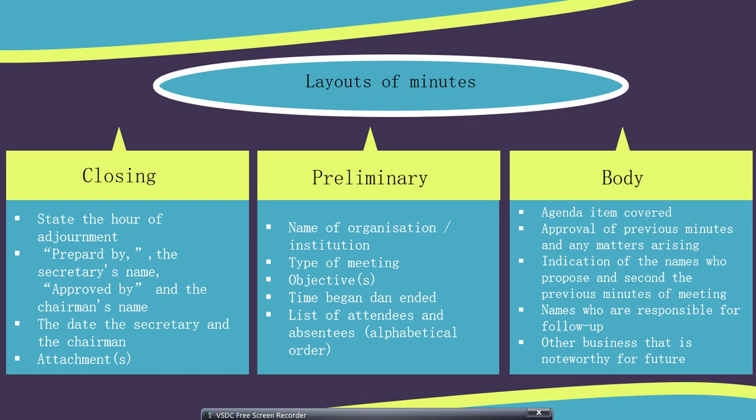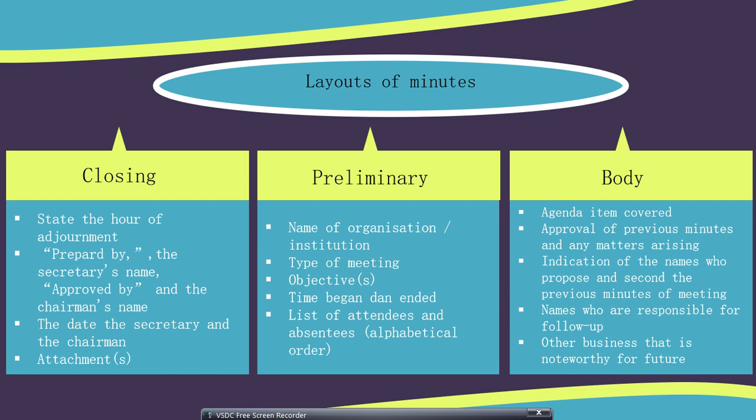Okay, the second part is body. Agenda items cover a statement to approve the previous minutes of meeting and any matters arising from those minutes. Indication of the names who proposed and seconded the previous minutes of meeting as a true record. The fourth is to state the names who are responsible for follow-up actions. The last is any other business that is noteworthy for future reference.